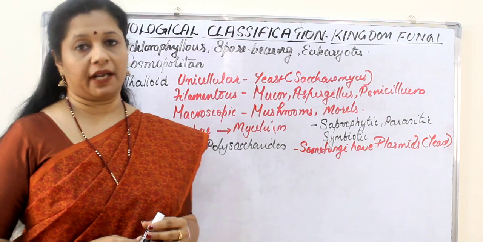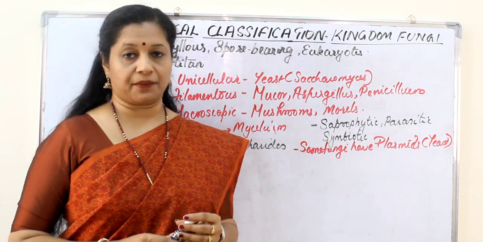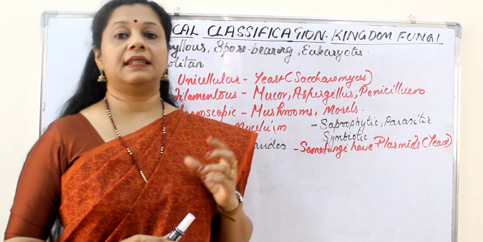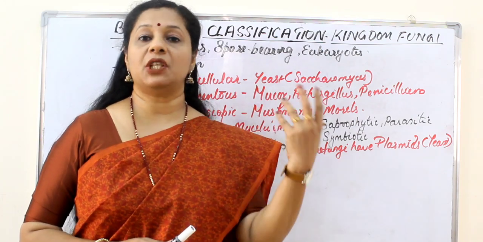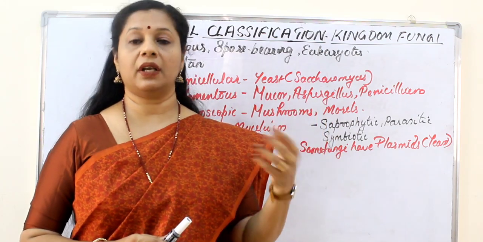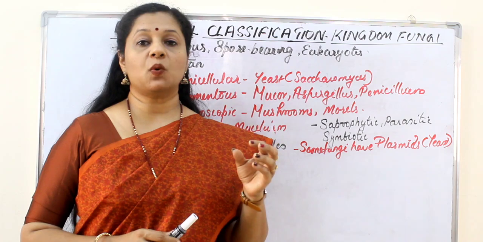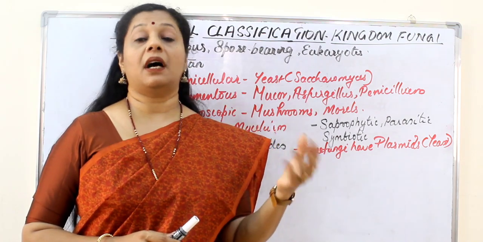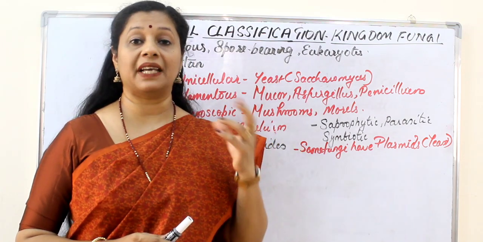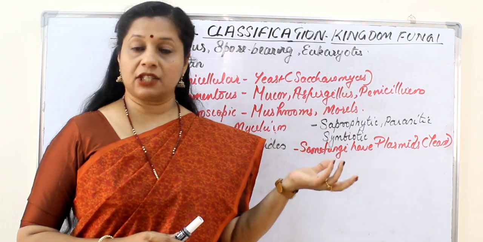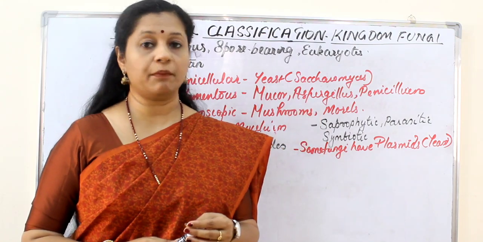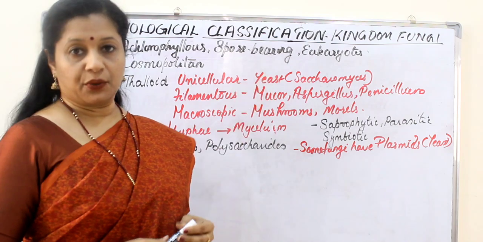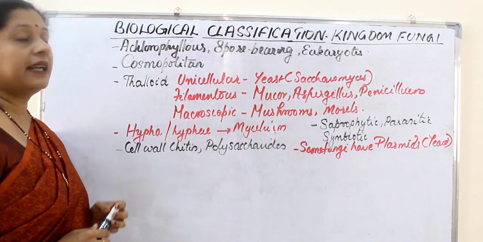Then they are spore bearing. Spore is the reproductive structure. Spore means it is a thick-walled unicellular structure which can develop into a new fungus or new organism. These spores can overcome unfavorable conditions because of their thick wall. In case of fungi, both sexual spores as well as asexual spores are produced. Then they are eukaryote.